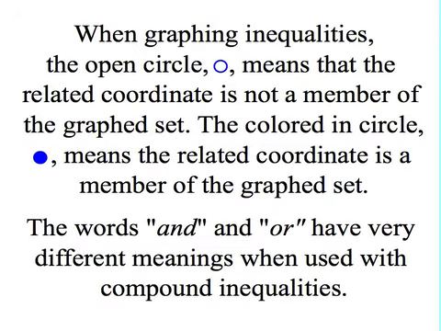When graphing inequalities, the open circle means that the related coordinate is not a member of the graphed set. The colored in circle means that the related coordinate is a member of the graphed set. The words and or have very different meanings when used with compound inequalities.